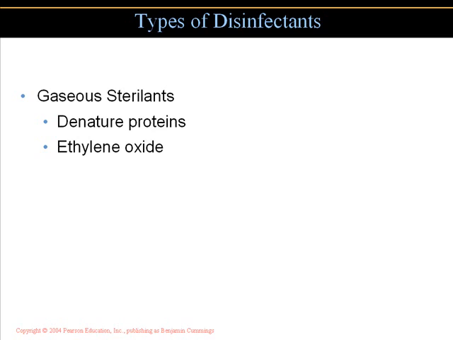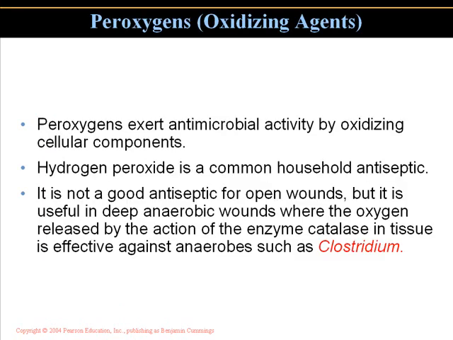It's fine. Gaseous sterilant, denatured protein, ethylene oxide. Peroxygens exert antimicrobial activity by oxidizing cellular components. Hydrogen peroxide is a common household antiseptic. It's not a good antiseptic for open wounds, but it will help with deep anaerobic wounds, where oxygen is released by the action of the enzyme catalase in the tissue, so it's effective against anaerobes, especially Clostridium.